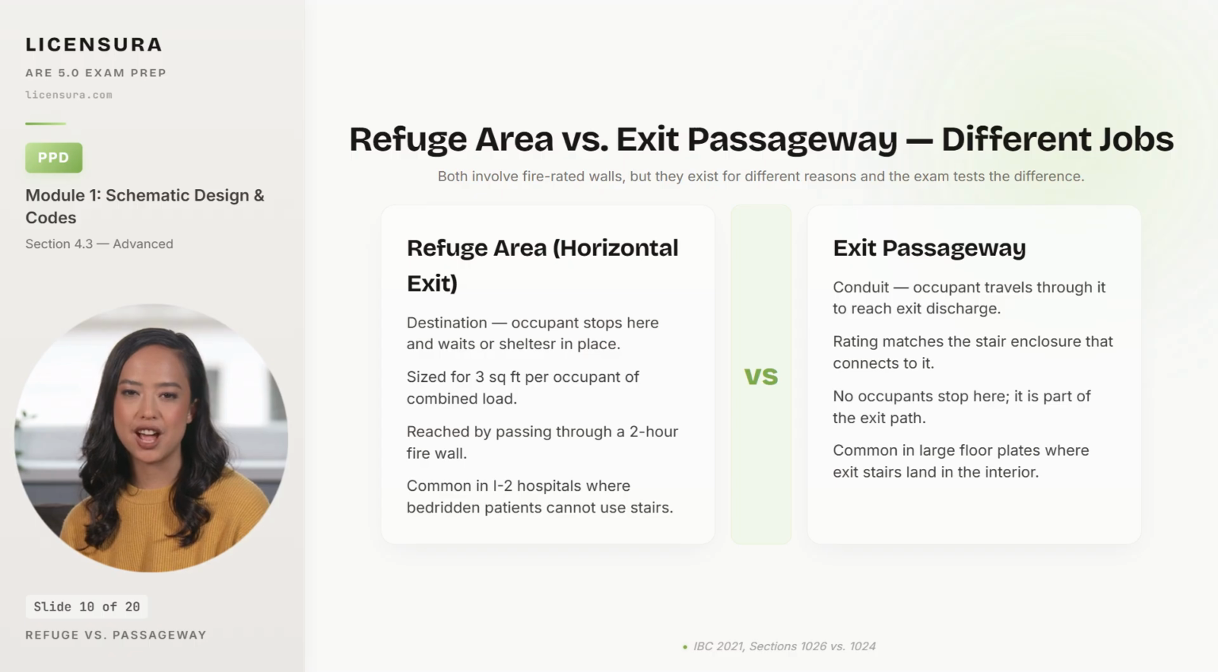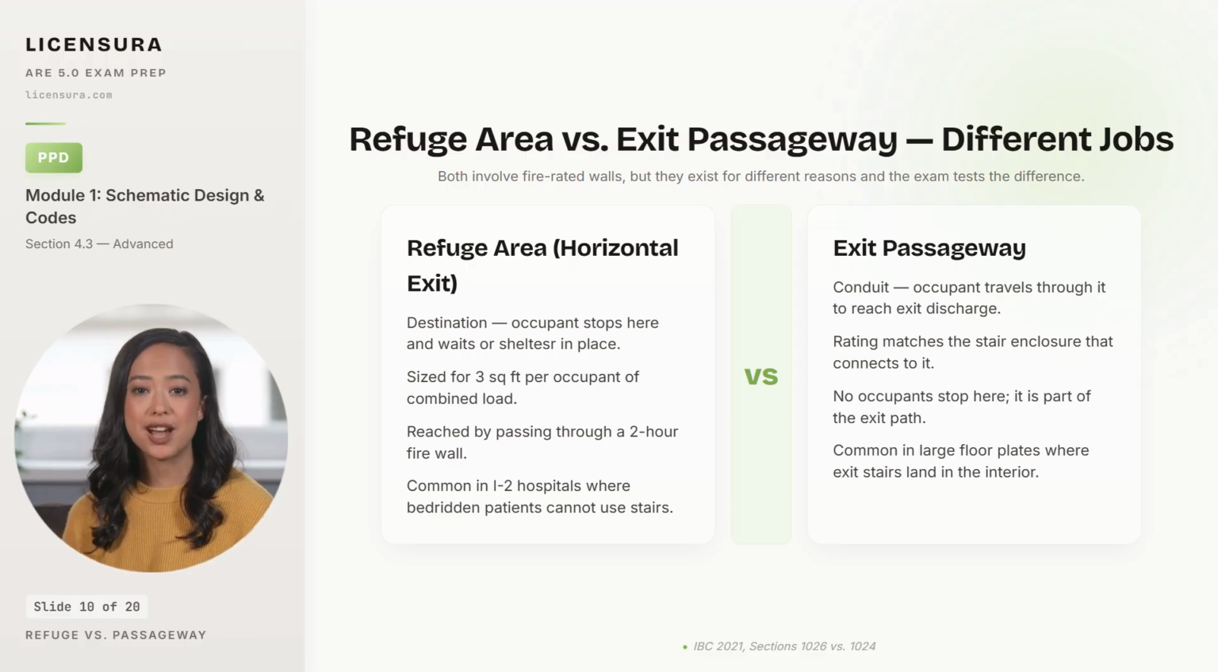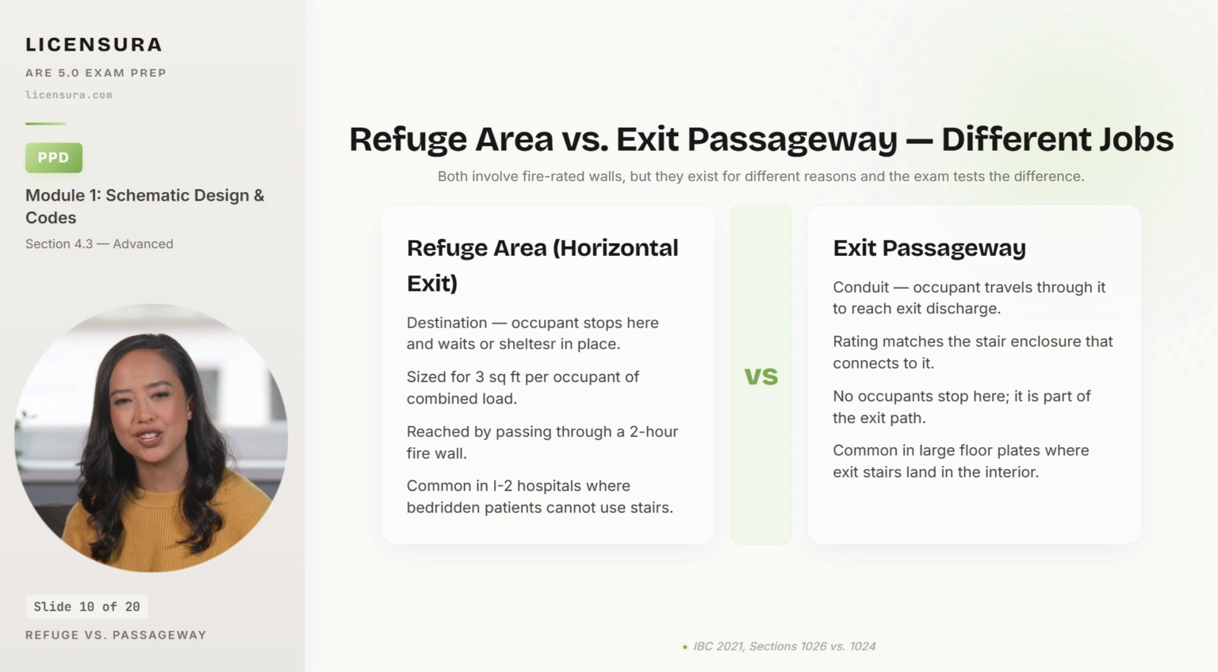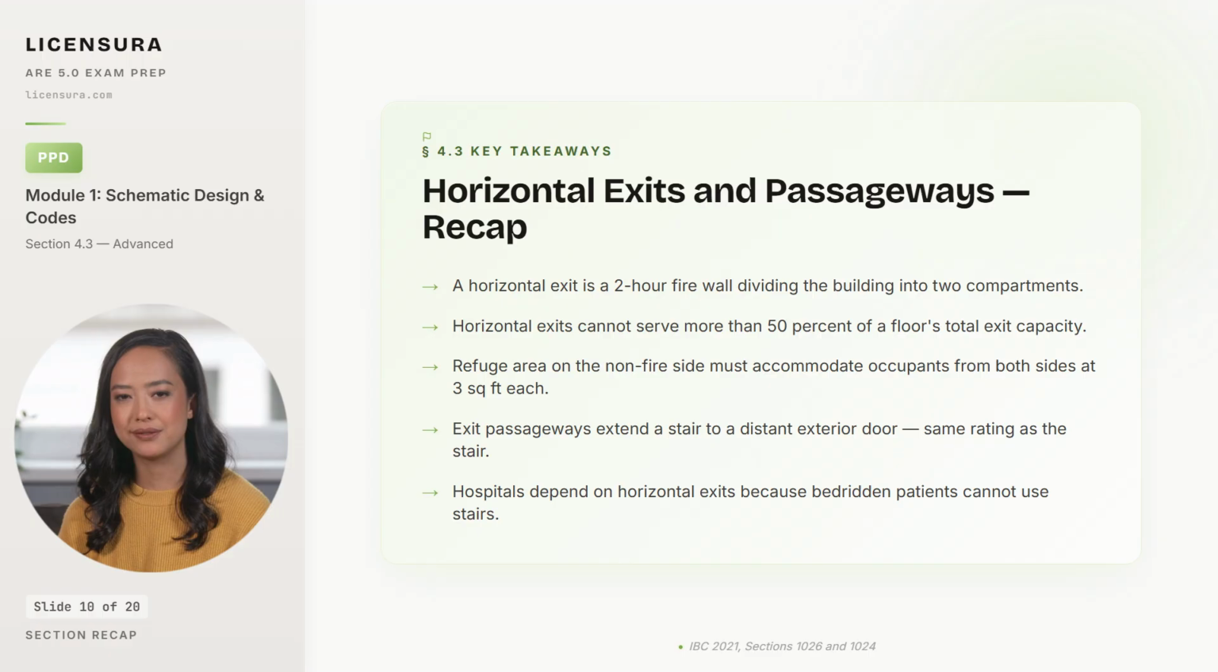Mix the two on a hospital permit set, and you either oversize the passageway, wasting square footage, or undersize the refuge area, putting bedridden patients at risk during evacuation. The IBC tests the distinction directly, and the firm that gets it wrong loses both the exam point and the I-2 design. Walk away with 5 anchors, so the horizontal egress paths stay distinct. 5 anchors from the horizontal exits and passageways framework.